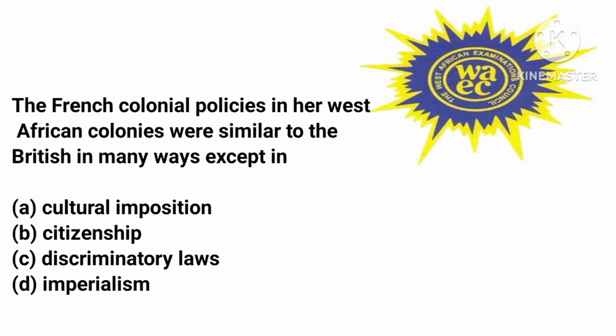Their approaches are different. Option B, citizenship. They are similar in citizenship because both the French and the British colonial masters granted citizenship rights to a few number of people, a selected group of people of the colonized population. C, discriminatory laws. They are also similar in discriminatory laws. Both the French and the British made laws that favored the colonial masters.